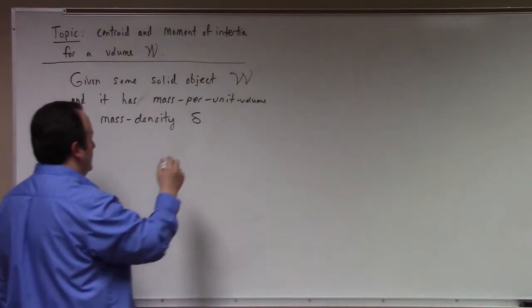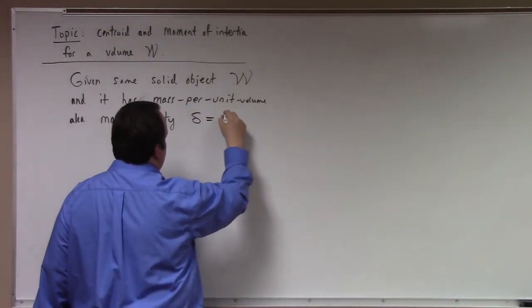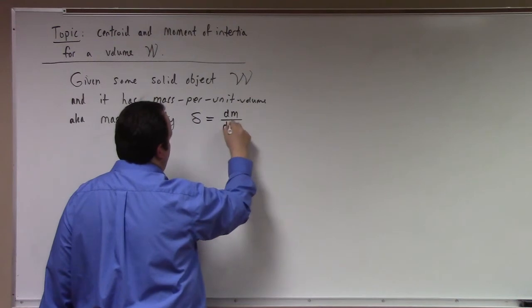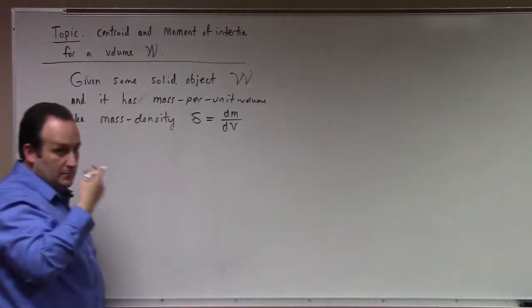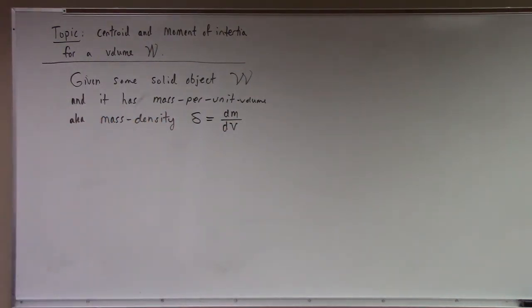Mass density, delta, is equal to dm/dv. It's the mass per unit volume. In physics, this is often denoted like rho, okay? Or especially in electrostatics, we'll use rho for charge per unit volume. You can see why that would be a bad choice here, because we use rho for radius. So I got to use something else. So I use delta for the density, all right? The mass per unit volume.